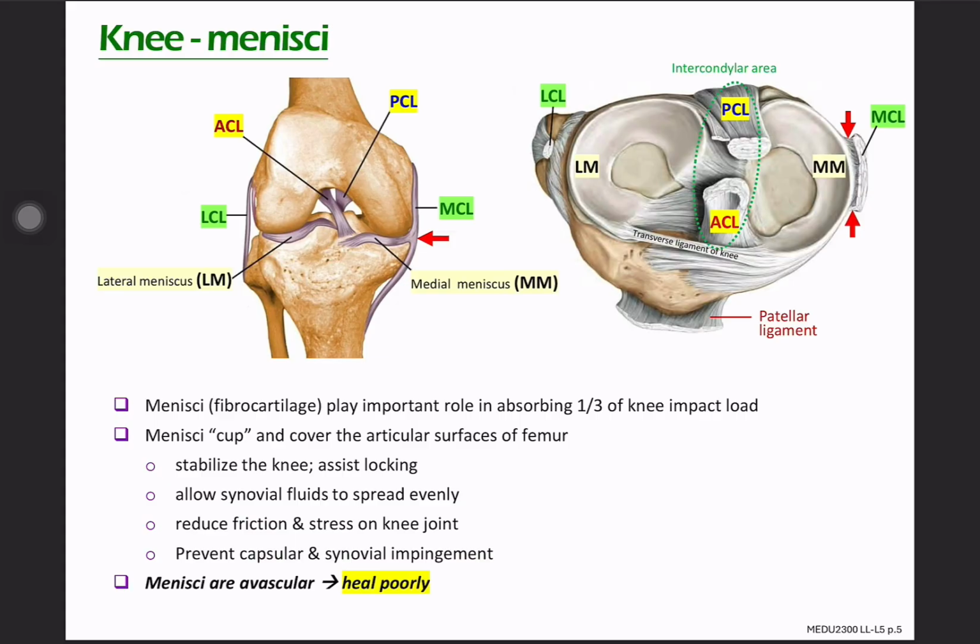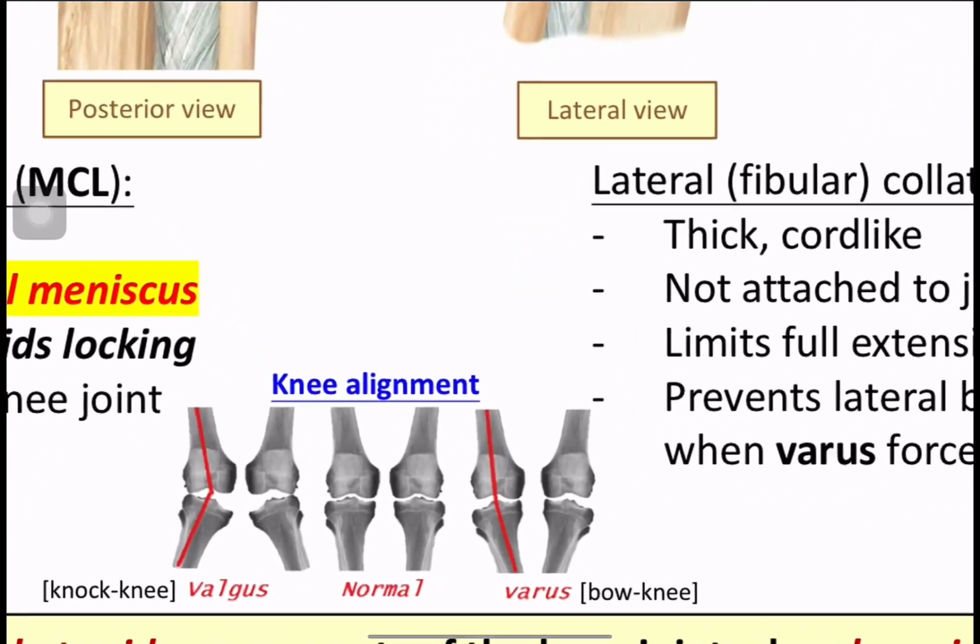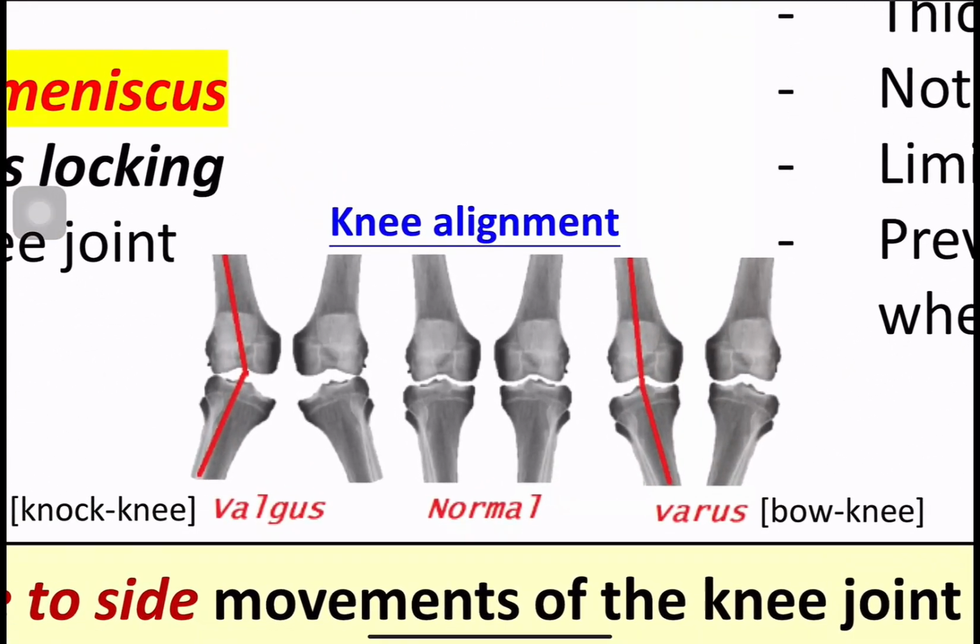It is important to note that the meniscus has a poor blood supply, so we say that it is relatively avascular, no blood supply. This means that if there is a tear of the meniscus, it has limited healing capacity, which has significant clinical implications. So the knee alignment, we need to talk about it a bit.